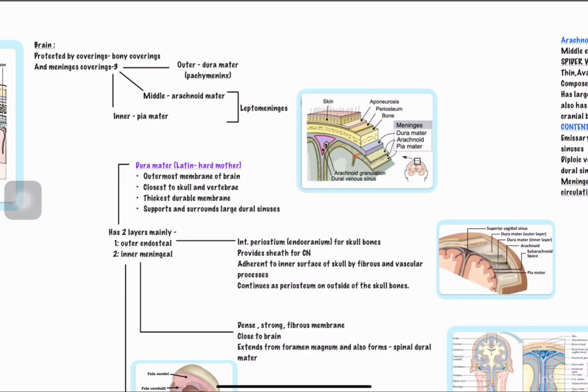Hello everyone. So today I'm talking about the meningeal layers of the brain. Mainly there are three meningeal layers: outer dura mater, middle arachnoid mater, and inner pia mater. So talking about the dura mater, its literal translation from Latin means hard mother.